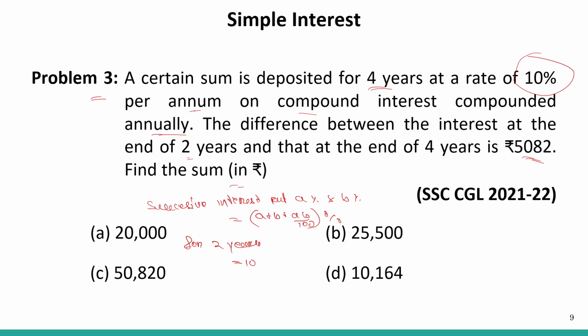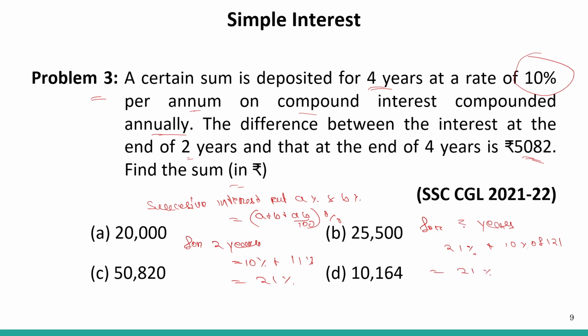It will be 10%, plus 110. So 10% of 110, right? So it will be 11. 11% is equal to what? 21%, right? And for 4 years it will be what? So 21%, plus 10% of 121, that is equal to 21%.